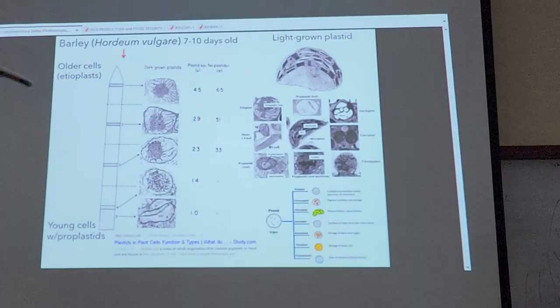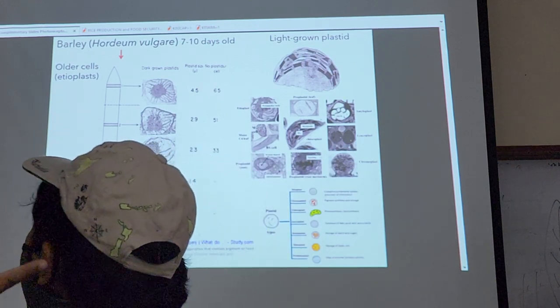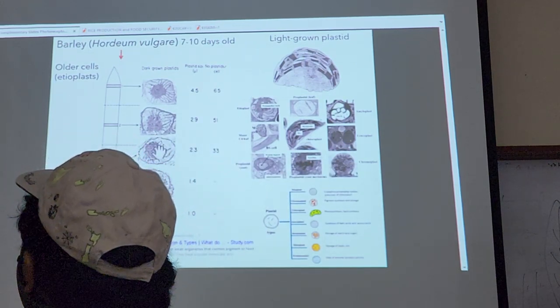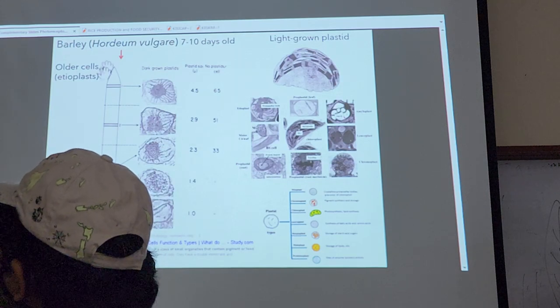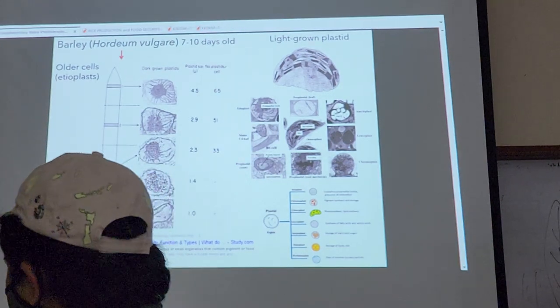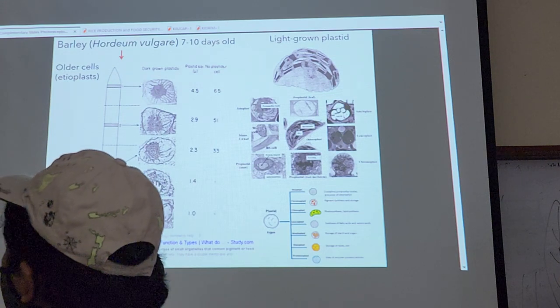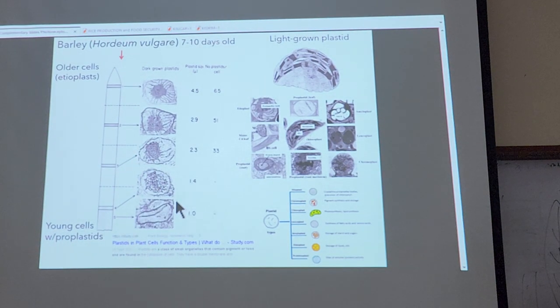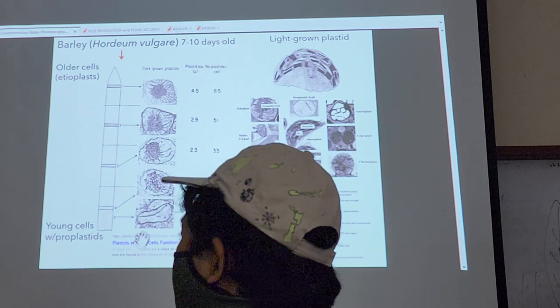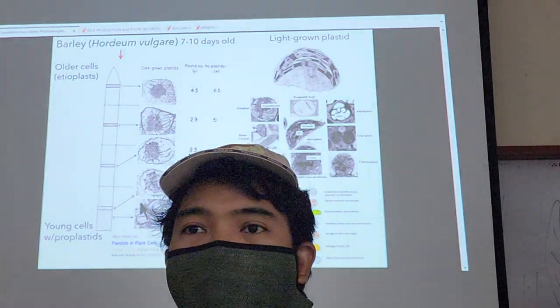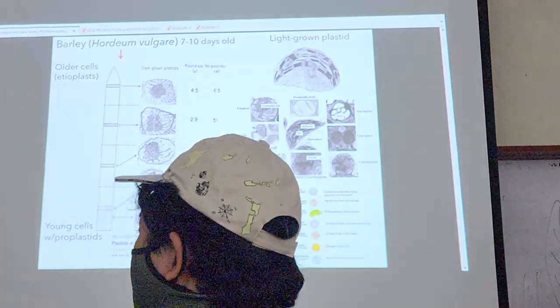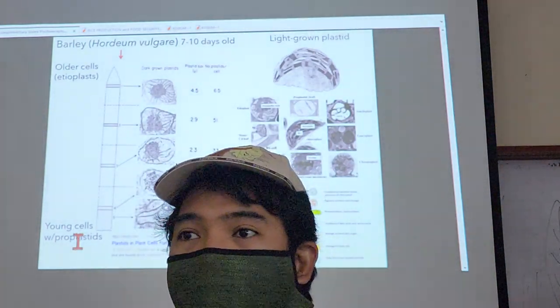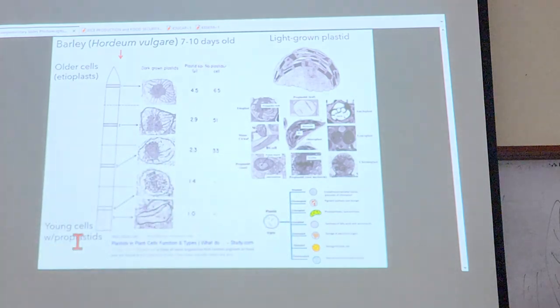This is actually the tip of a seedling of barley. You can see that for this seedling tip, from the base all the way to the top, you can find chloroplast. However, the structure of the chloroplast is of different phases. You can see that the young cells at the bottom have a rather primitive, underdeveloped chloroplast.